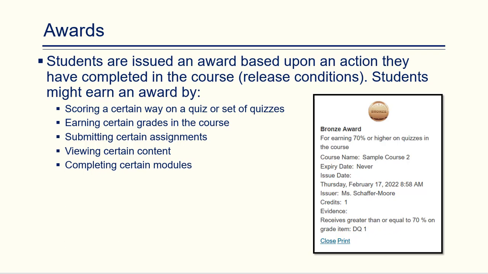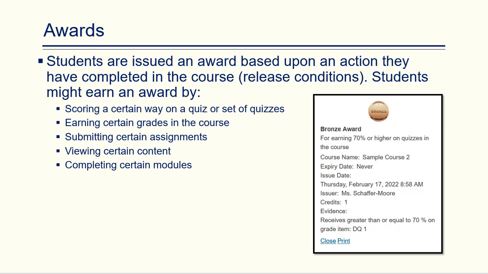So some examples of how you might create an award: a student might earn an award or a badge by scoring a certain way on a set of quizzes or an individual quiz. They might earn an award for earning certain grades in the course, for submitting certain assignments, for viewing certain content items, or completing certain modules or the entire set of modules in the course itself.